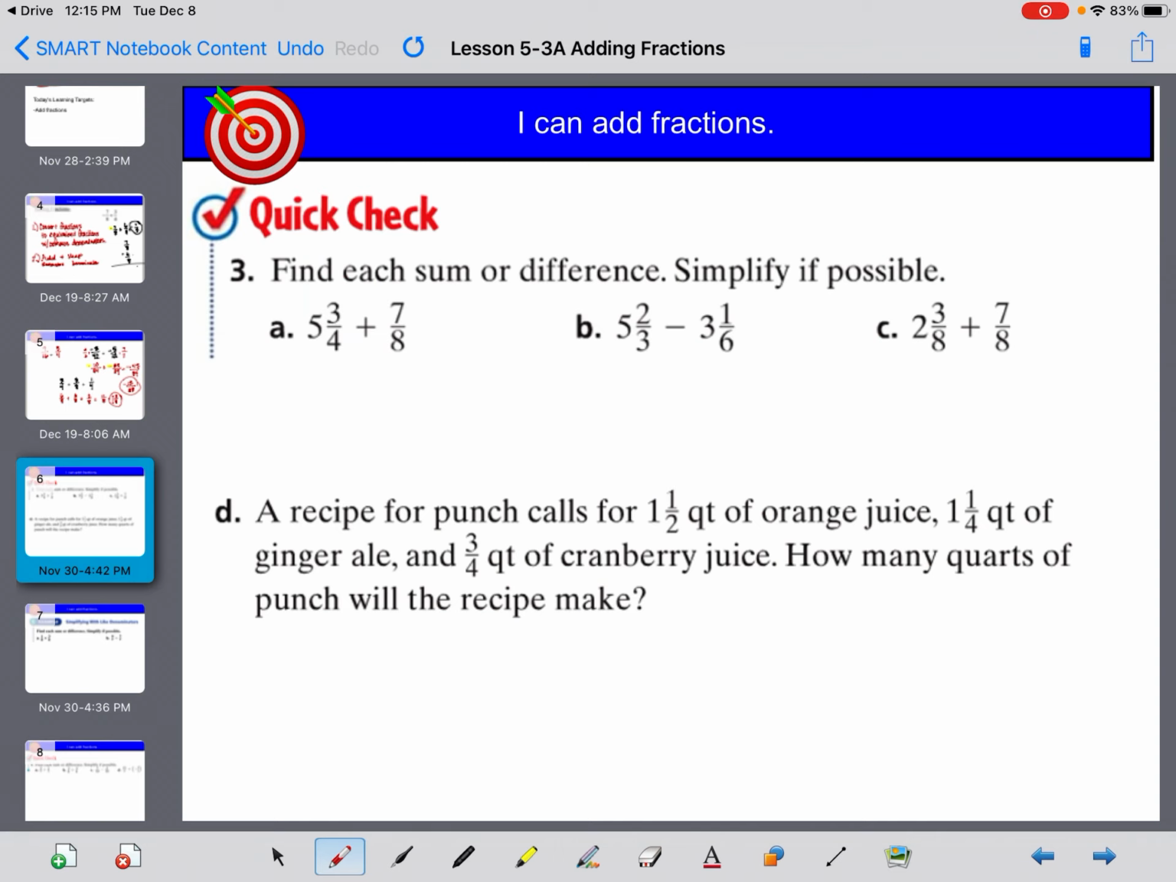All right, pause the video and try these. Find each sum or difference. Make sure that you change subtraction to adding the opposite.